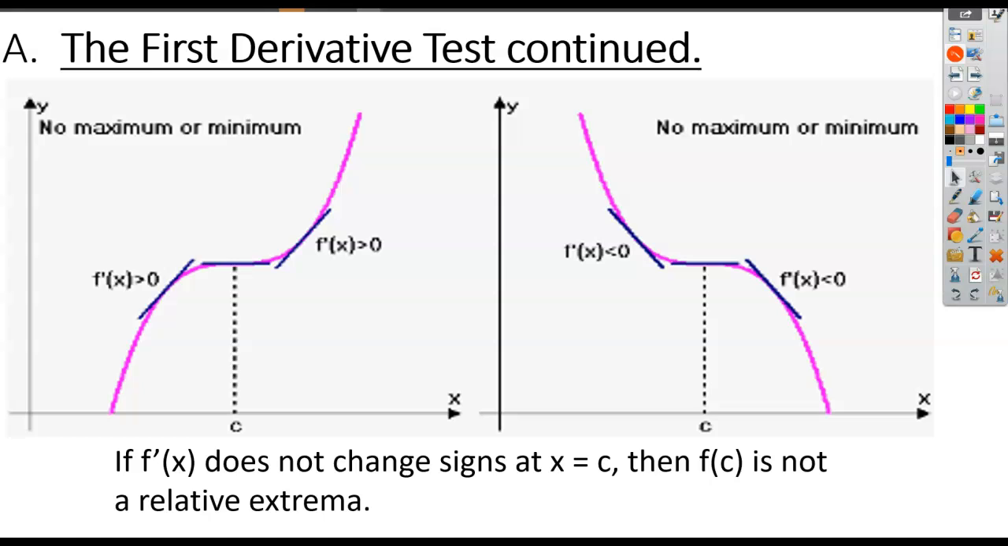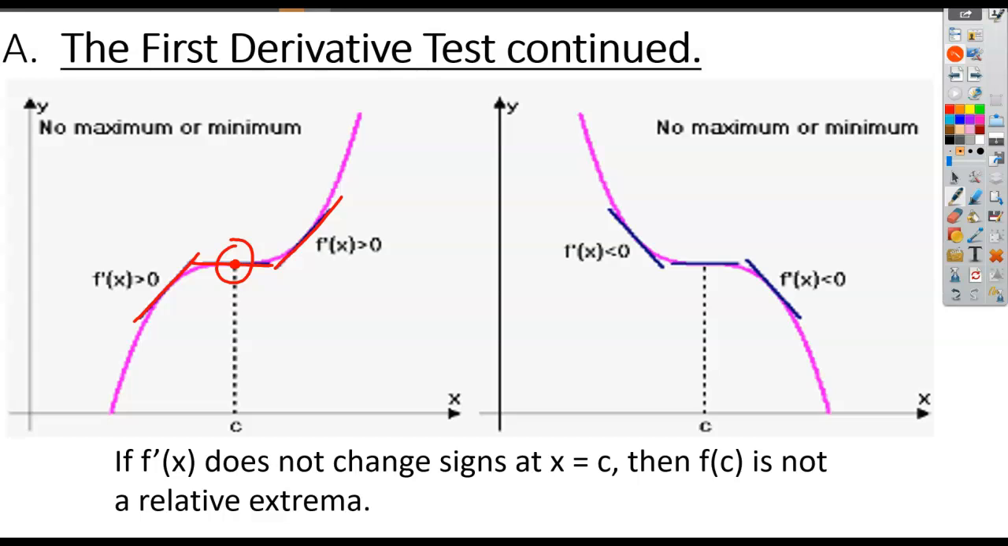Now, there are cases where the slope doesn't change. So consider this, for instance. Like in this case, my critical value would be here because that's where the slope is 0. Now, to the left, it's positive, and to the right, it's positive. Well, it didn't change. It didn't go from positive to negative, and it didn't go from negative to positive. It just went from positive to more positive. And because of that, this is not a relative extrema.